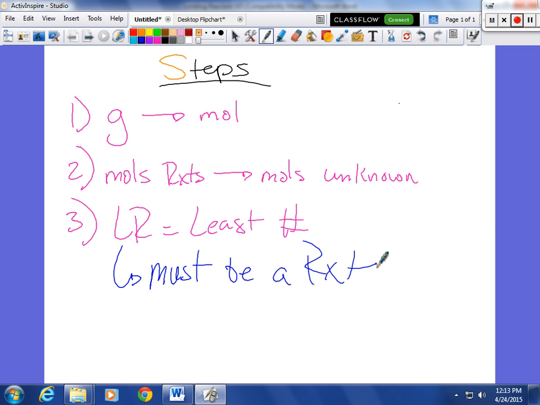Okay. What does LR stand for? Limiting reactant. It must be a reactant. Okay, so that's going to be the key there. All right, so let's go back. The first thing.